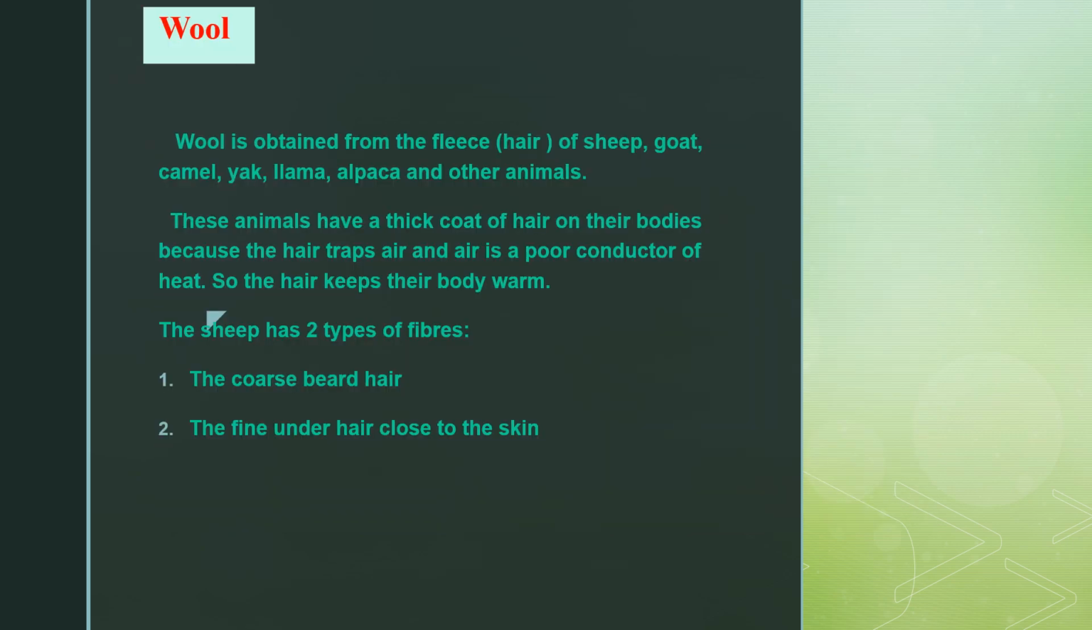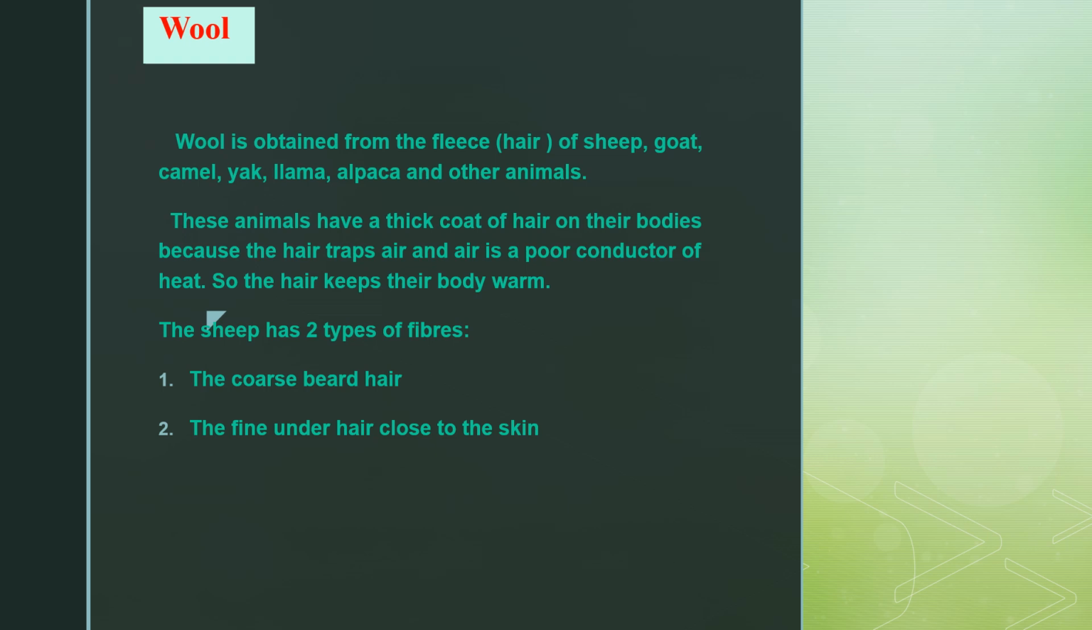Let us study in detail about wool. Wool is obtained from the fleece of sheep. Fleece means hair. It could be sheep, goat, camel, yak, llama, alpaca, and many more other animals. These animals have a thick coat of hair on their bodies because their hair traps air and air is a poor conductor of heat. So the hair keeps their body warm. You will find these hairy animals in areas which are cooler. So they are mountain areas or snow-laden mountains.